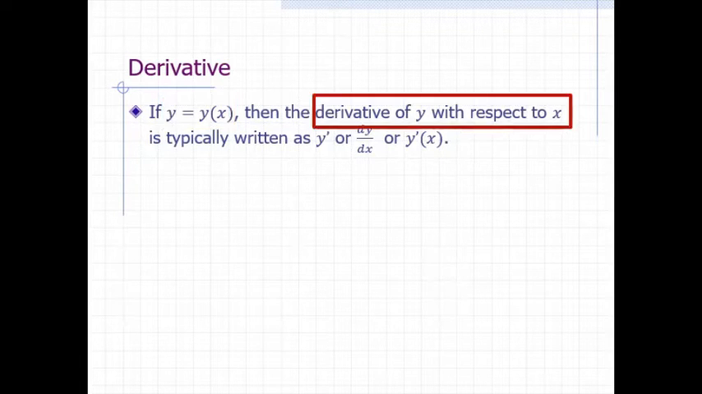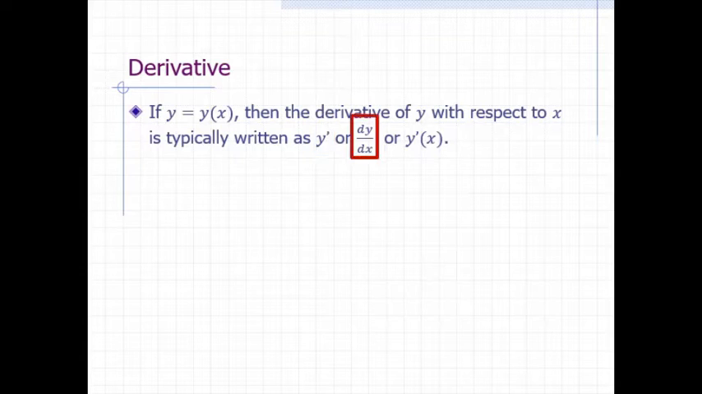The derivative of y with respect to x is typically represented by the symbol y prime or dy over dx, or we can also write it as y prime of x instead of just y prime, to explicitly say that the derivative is with respect to x and that the derivative is also a function of x.